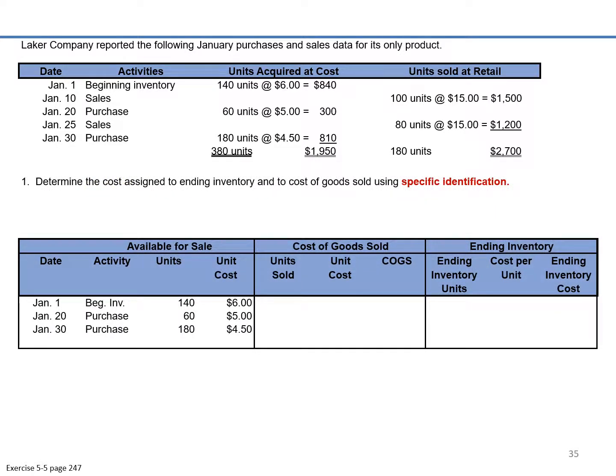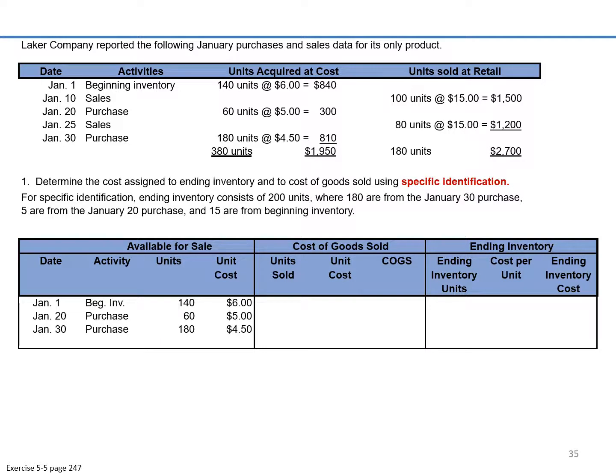All right, so if we're determining the cost assigned to ending inventory using specific identification this time, and it's a perpetual system, our ending inventory consists of 200 units: 180 from January 30th, 5 from January 20th, and 15 from beginning inventory. We have 180 units from our January 30th purchase, 5 from our January 20th purchase, and 15 from our beginning inventory.